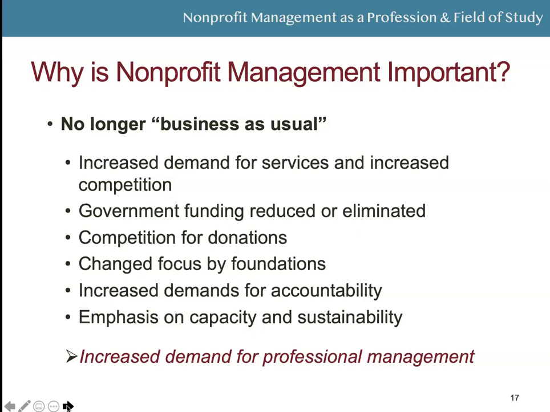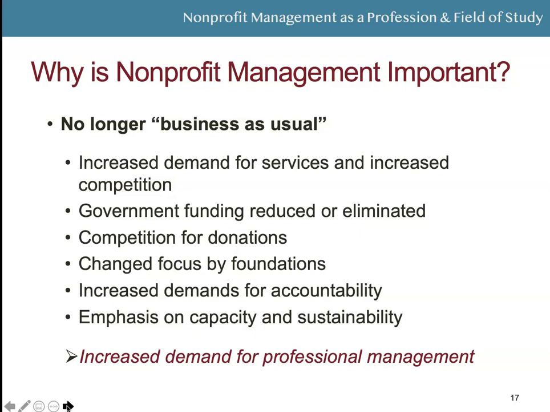Nonprofit organizations around the country, and I can really only speak to nonprofit organizations in the US. Certainly there are organizations throughout the world, but I happen to know more about the ones here in the US. That's what I've studied. They have seen increased demand for their services and increased competition. Those 1.6 million nonprofit organizations in the U.S. are not 100% distinct from one another. So there are many organizations that serve similar needs in the community.